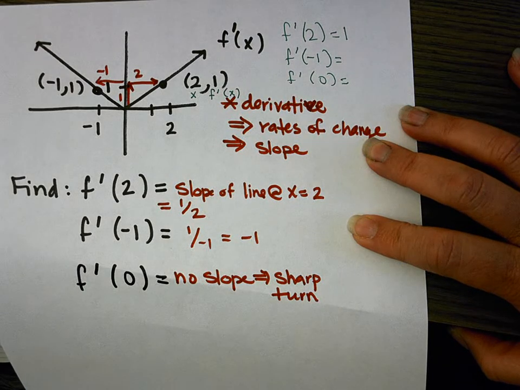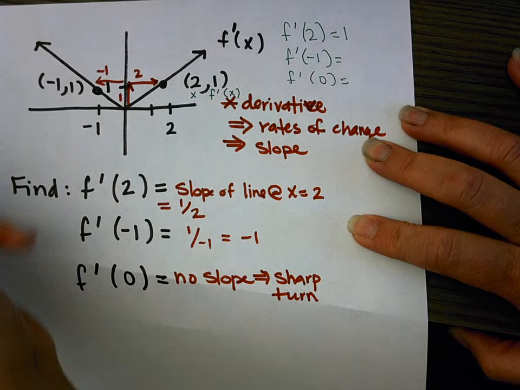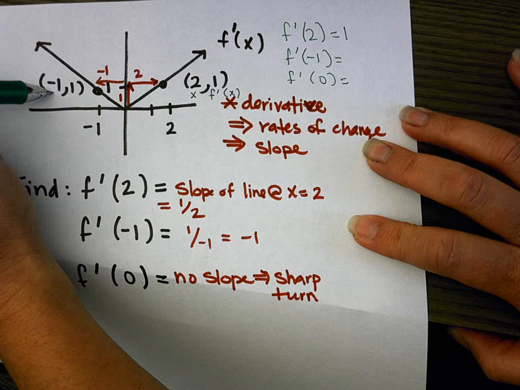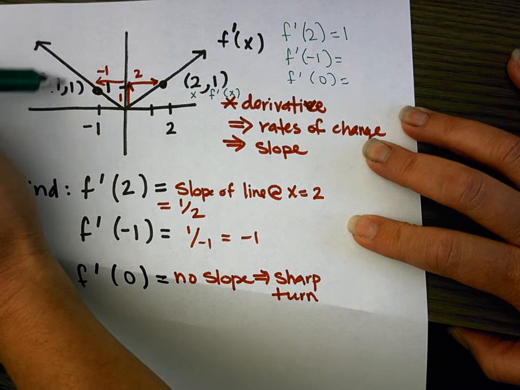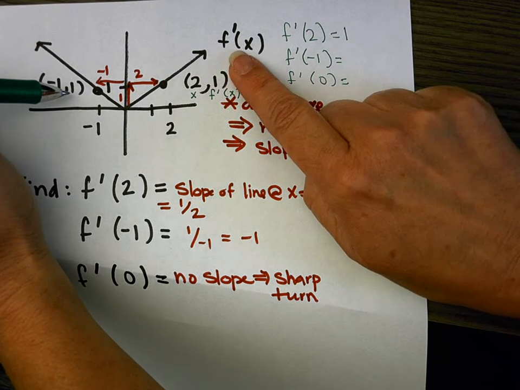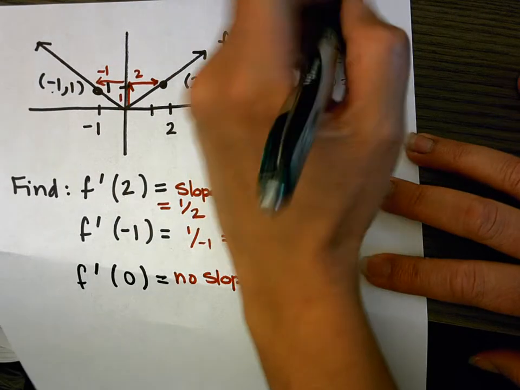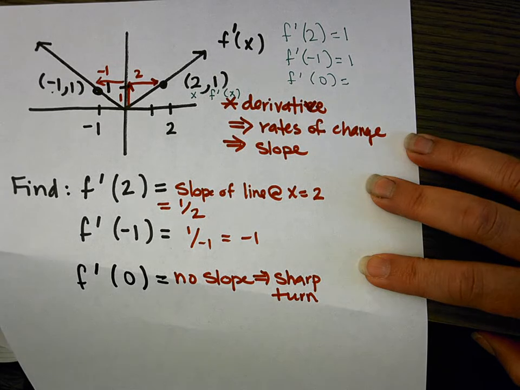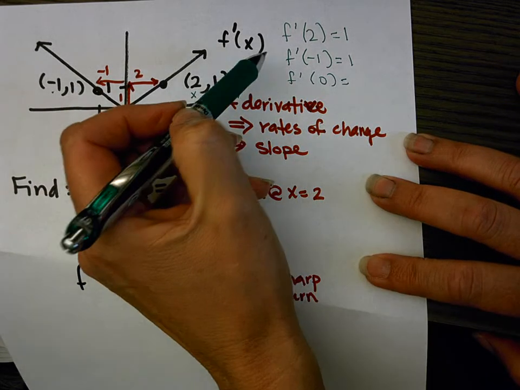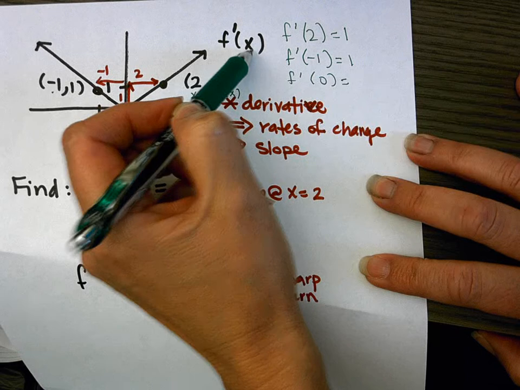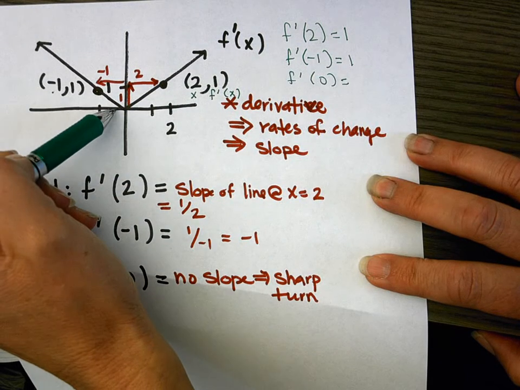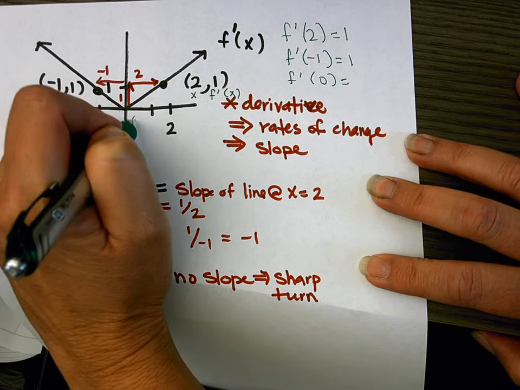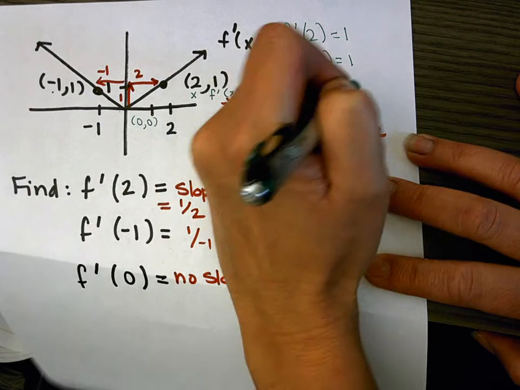What about f prime of negative 1? Over here, f prime of negative 1. When x is negative 1, remember this is now my f prime value because it's a picture of f prime. So f prime of negative 1 would be 1. When x is 0, that would be right here, this ordered pair, then f prime of 0 would be 0 as well. And that's because that ordered pair is (0, 0).